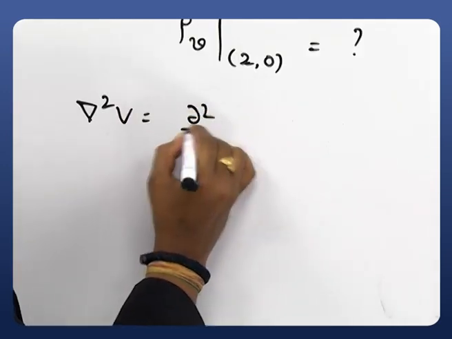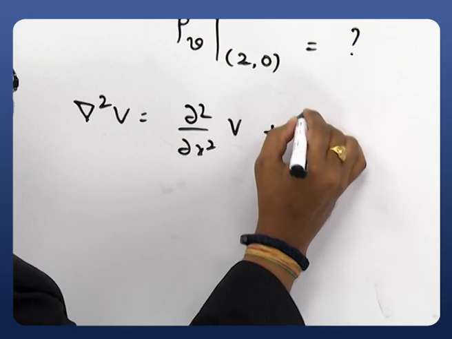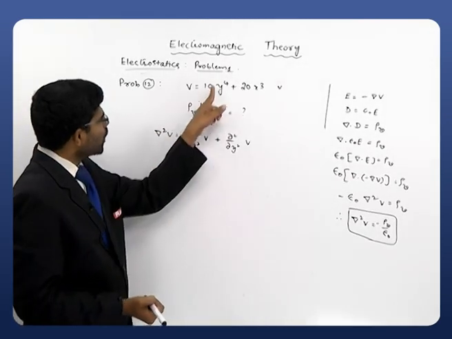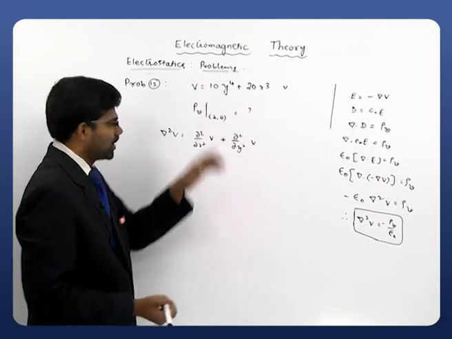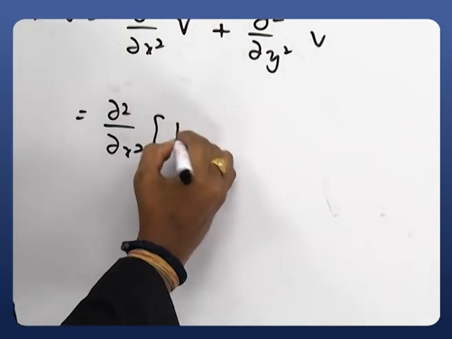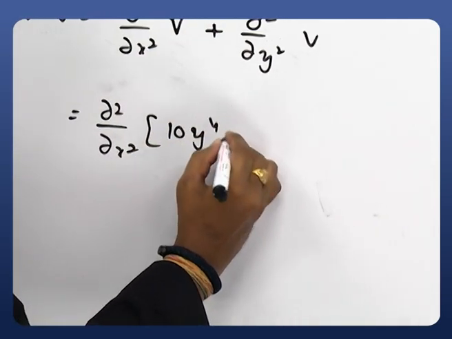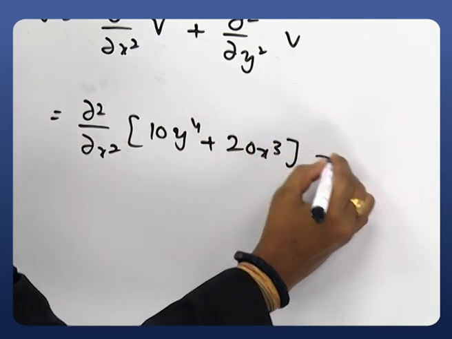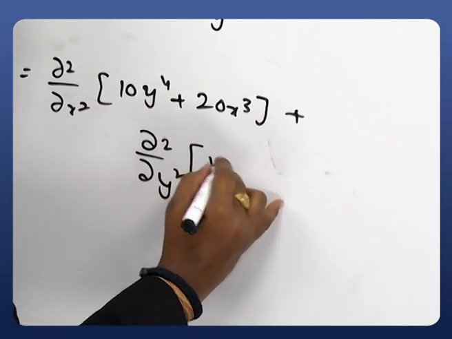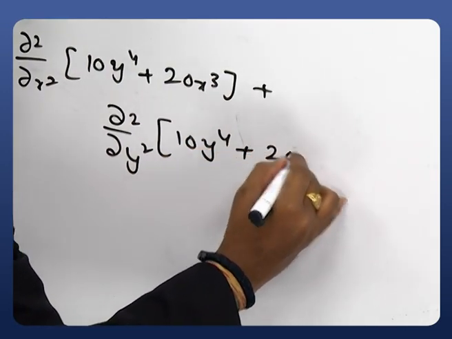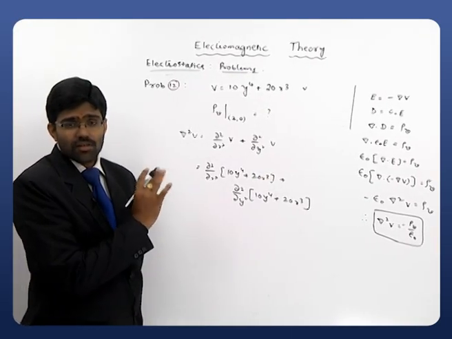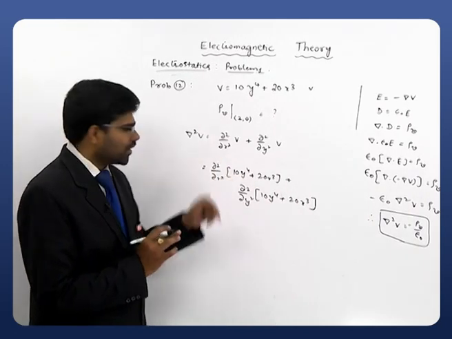That is dou square by dou x square of V plus dou square by dou y square of V. So twice you have to differentiate this, which is equal to dou square by dou x square of V, where V here is 10y power 4 plus 20x cube, plus the second term, dou square by dou y square of 10y power 4 plus 20x cube. Clearly remember, this is a scalar quantity, not a vector quantity. There will be no unit vectors here.